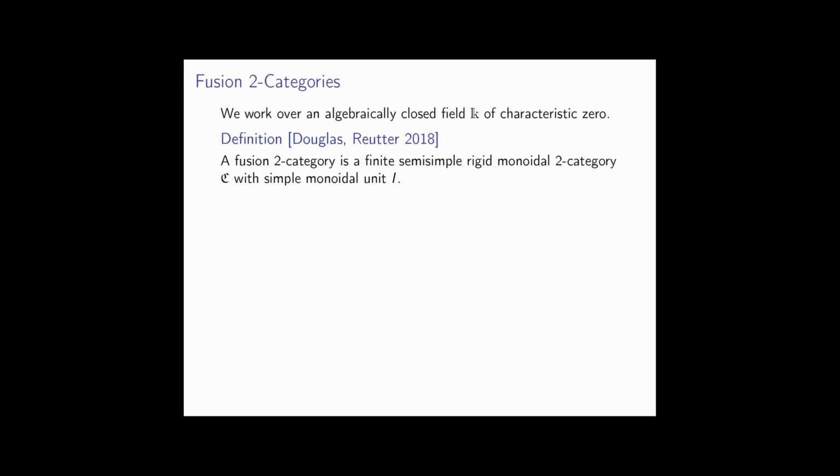So a fusion two-category is a finite simple rigid monoidal two-category with a simple monoidal unit. I'm going to use I for my monoidal unit, and as David very rightfully pointed out, what's difficult to make sense of in this definition is what it means for a two-category to be finite simple, and it's something that Douglas and Reutter did some time ago.